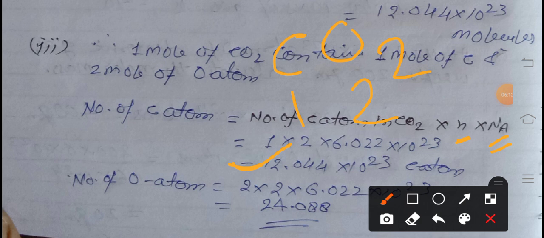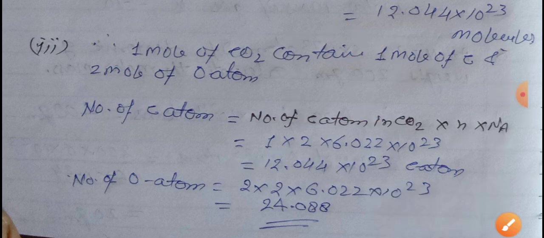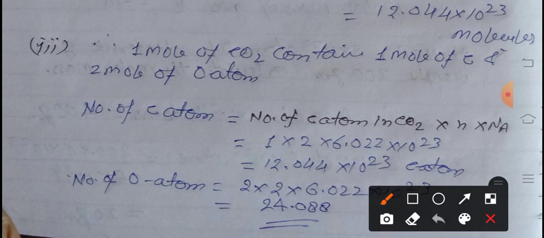Next, similarly, the number of oxygen atoms. Same formula: number of oxygen atoms equals number of oxygen atoms in 1 mole of CO2, times number of moles, times Avogadro number. In CO2 the oxygen atoms are 2. So 2 multiplied by number of moles 2 times Avogadro number. Multiplying, we get 24.088 × 10^23 oxygen atoms.